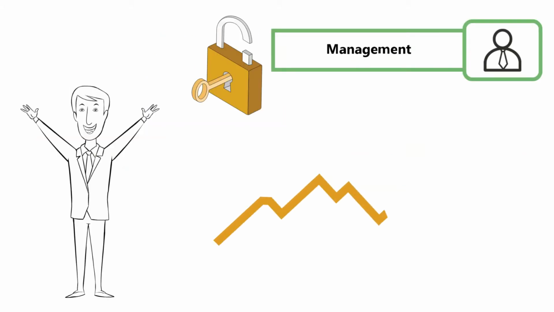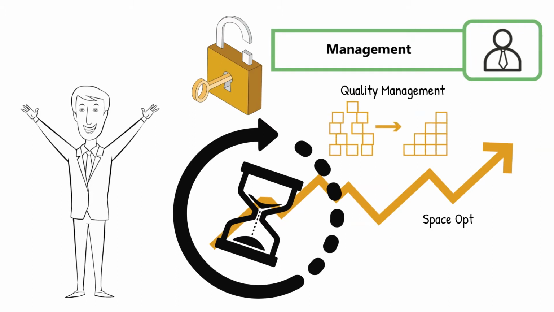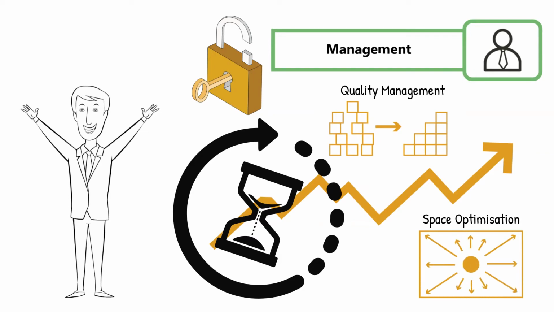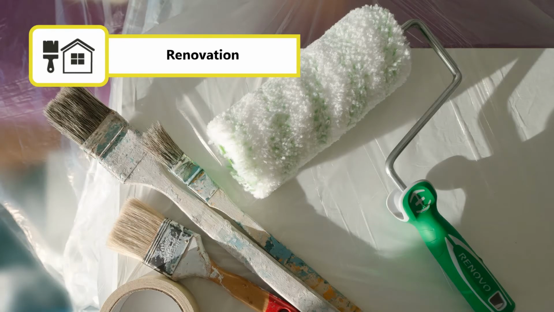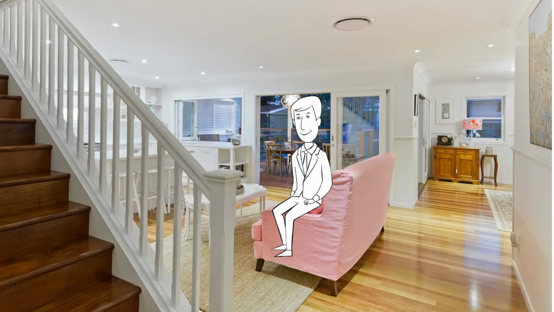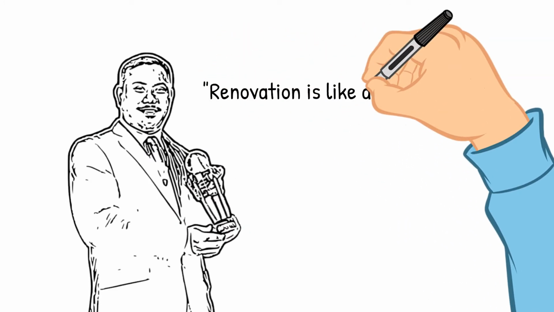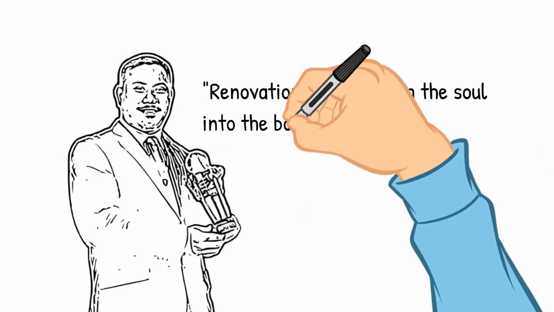Management. Management is key to ensuring that the valuation will increase over time. With quality management and space optimization, the property's ultimate value will grow steadily. Renovation. Renovation is a necessary stage because it adds to the functionality and aesthetic of the property. Any additions to these aspects mean that the property price will increase. Max Shankar of MCM stated this. Renovation is like adding the soul into the body.